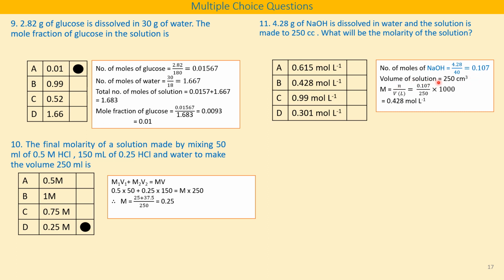So, volume of the solution is equal to 250 centimeter cube. It is given. That is cc, converted into cm cubed. Therefore, M is equal to n divided by V, that is equal to 0.107 divided by 250 into 1000, that is equal to 0.428 moles per liter. This answer is given as B. Please mark it. The last and final question is, which mode of concentration does not change with temperature?